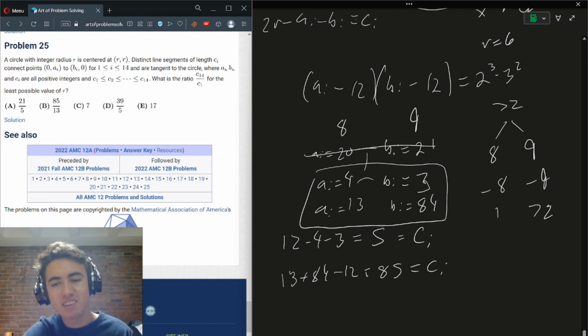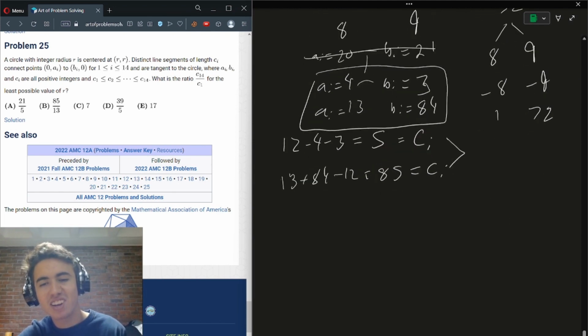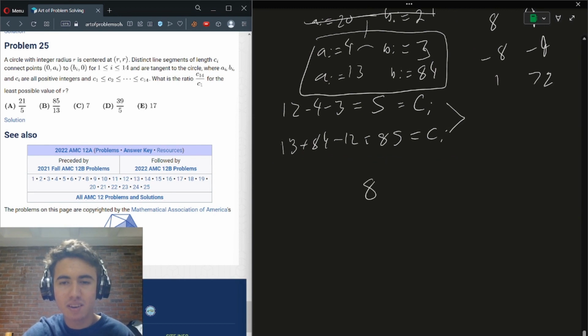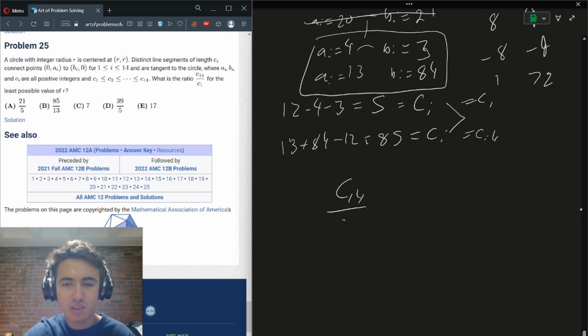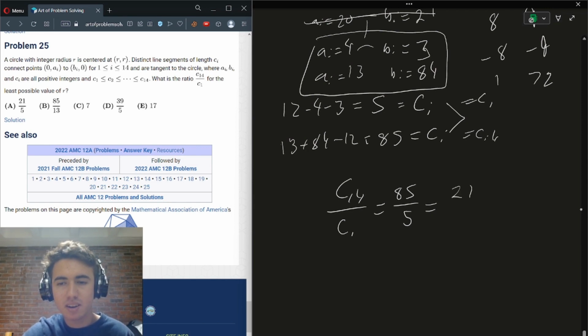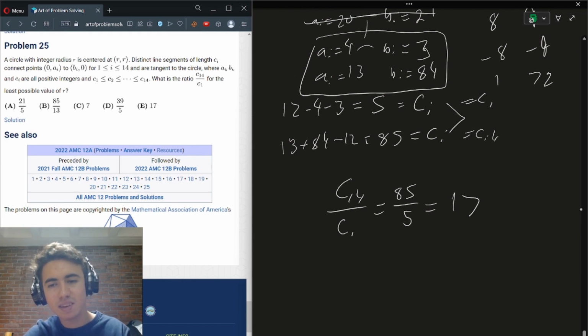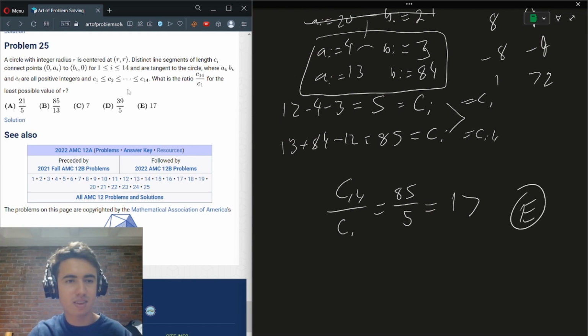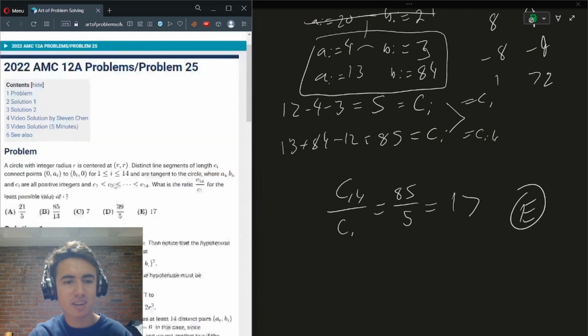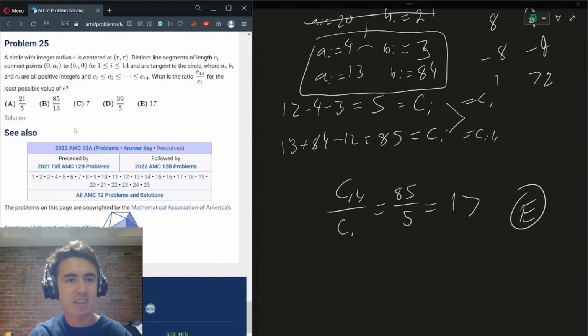Another thing is that if your answer choice is not listed, then it's probably wrong, so that's one way you can check. Anyway, we see that this is C14, and this is equal to C1. So C14 over C1 is equal to 85 divided by 5, which is 17. Sorry, I don't know why I cannot do division. Anyway, we see that 17 should be the answer, and that is E. That is one of our answer choices, so let's check that it is correct. And we see that 17 is correct.